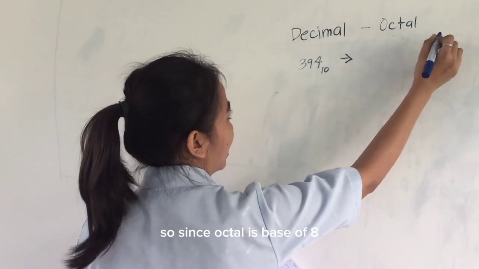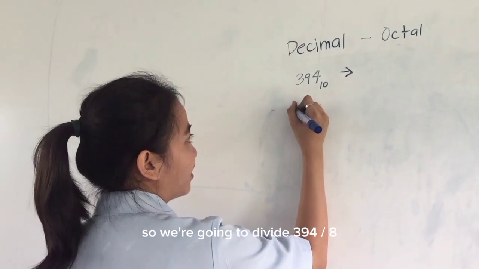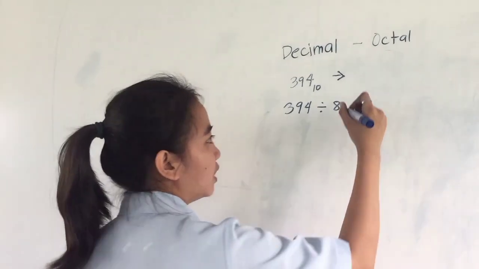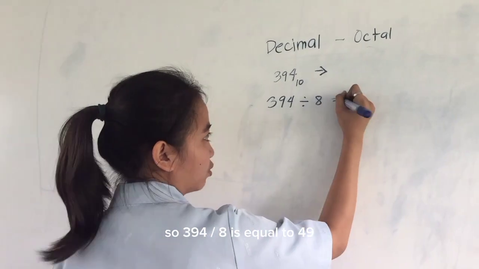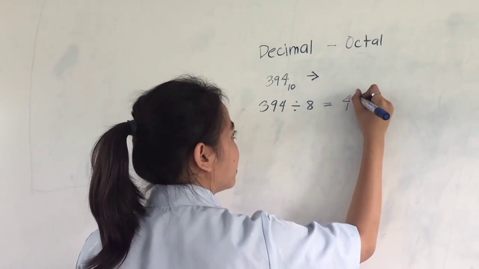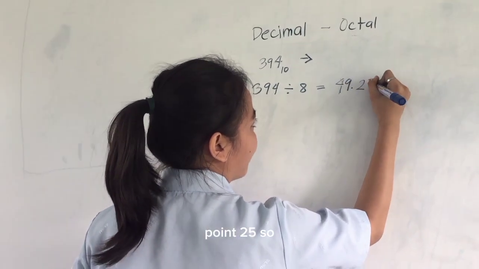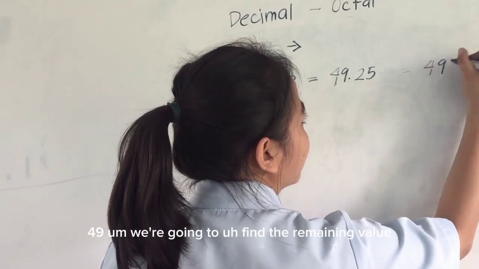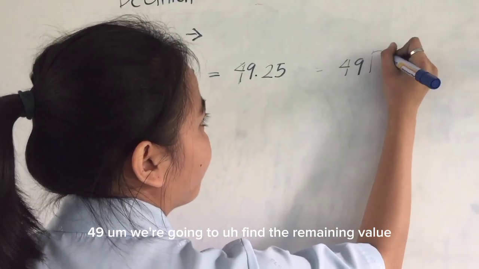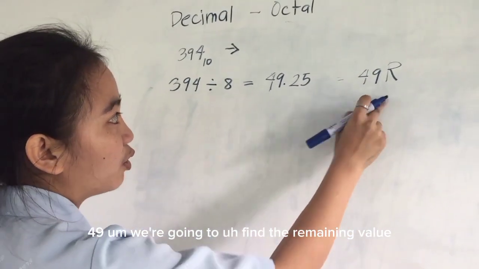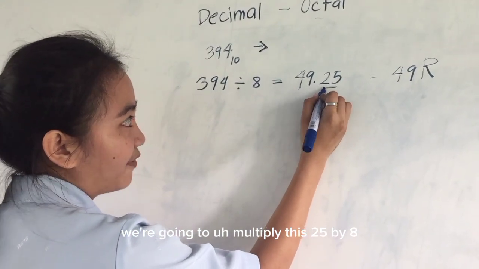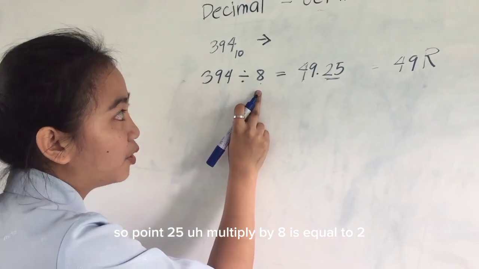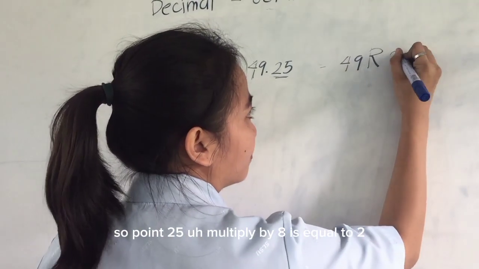So since octal is base of 8, we're going to divide 394 by 8. So 394 divided by 8 is equal to 49.25. So 49, and we're going to find the remainder value. We're going to multiply this 0.25 by 8. So 0.25 multiplied by 8 is equal to 2.